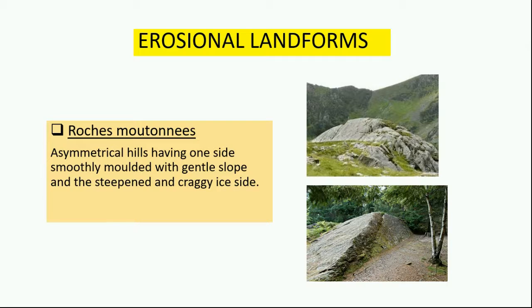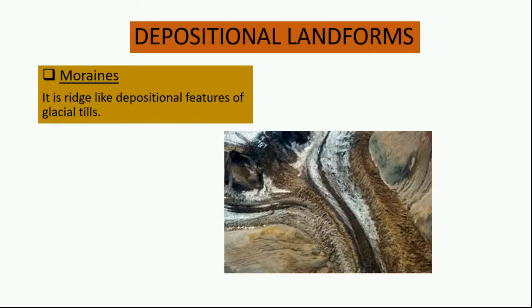Now let's talk about various depositional features. Mainly, these are rock debris carried by the glaciers, which are collectively called glacial drift. Sometimes the term moraine is used for the debris transported by the glacier. Moraines are ridge-like depositional features of glacial till, as you can see. They are long but narrow ridges with height more than 30 meters.